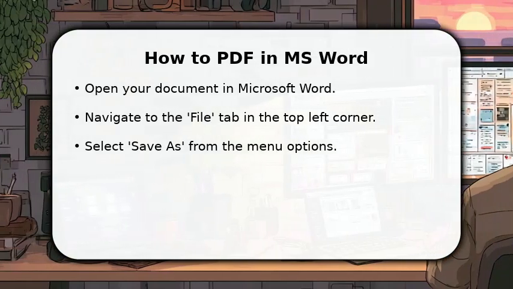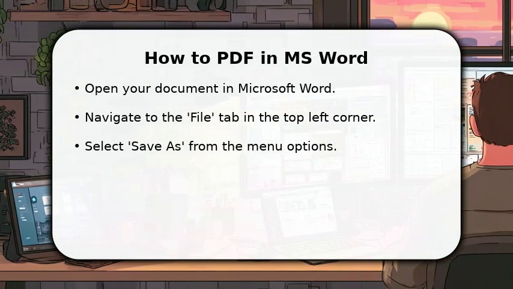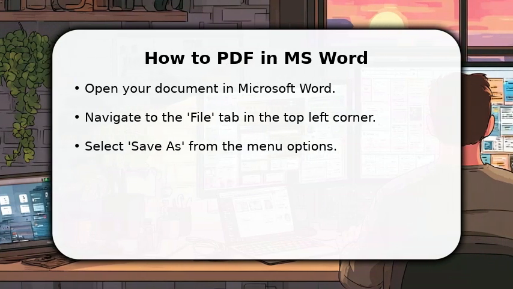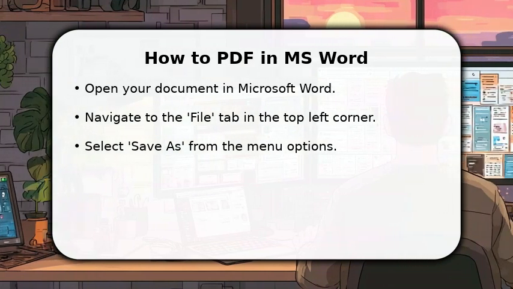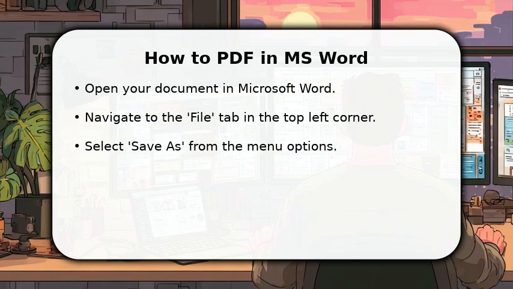In this video, I will explain how to PDF a file in MS Word. The simplest way to convert your document is by using the Save As function. First, open your document in Microsoft Word.